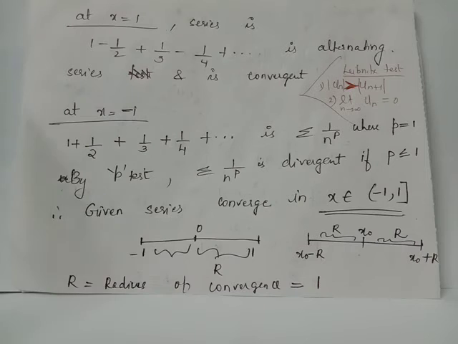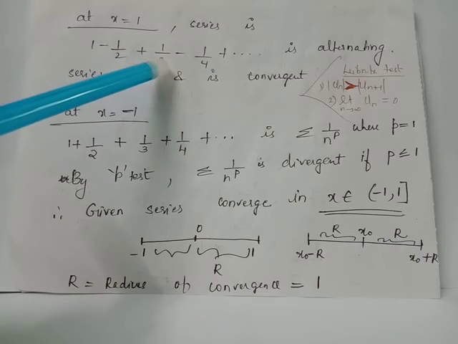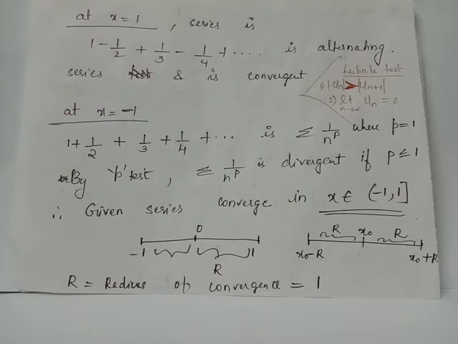Here we have 1 is strictly greater than the absolute value of 1 by 2. 1 by 2 is strictly greater than the absolute value of 1 by 3. 1 by 3 is strictly greater than the absolute value of 1 by 4, and so on. We are neglecting the signs and just taking the absolute values of each term, and it follows the first condition that any nth term has a numerical value which is strictly greater than the succeeding term's numerical value, and therefore the first condition is satisfied.